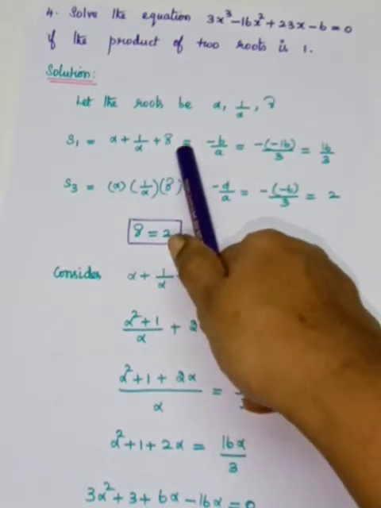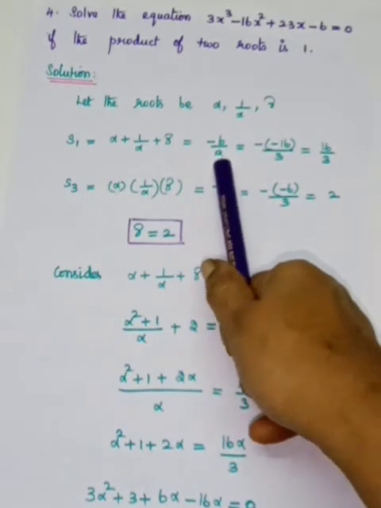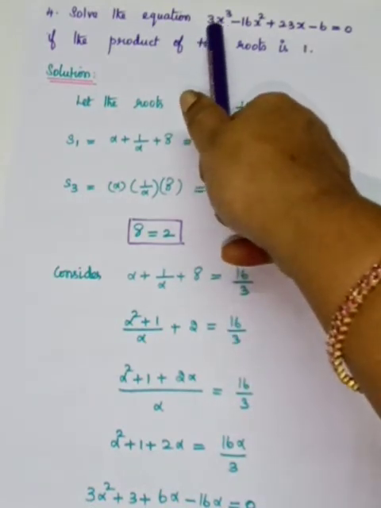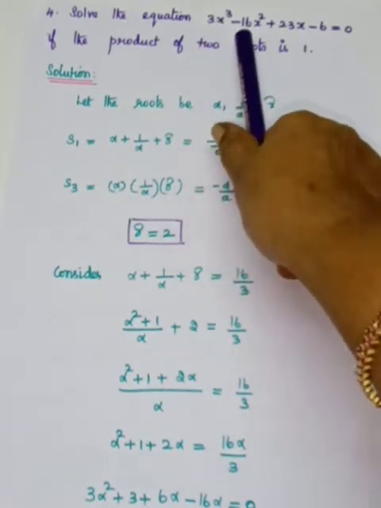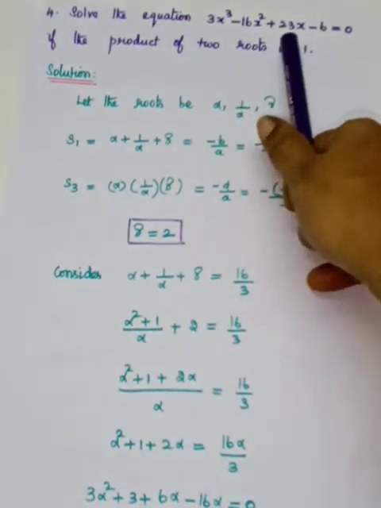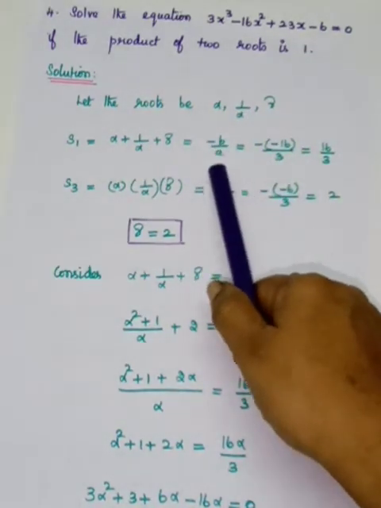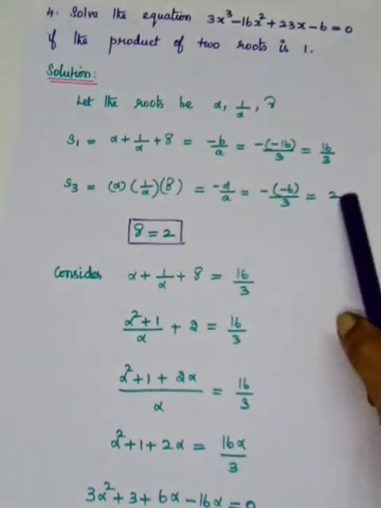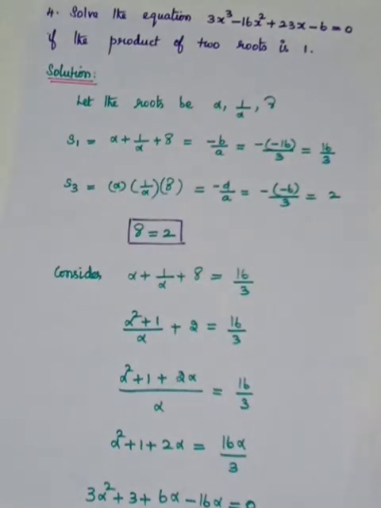Okay, so what is the formula? It is minus b by a. From this equation, the coefficient of x cube is a, so a is equal to 3 and b is equal to minus 16, c is equal to 23 and d is equal to minus 6. So minus b by a means minus of minus 16 by 3, that is equal to 16 by 3. I didn't find S2, so I didn't take 2 roots at a time.